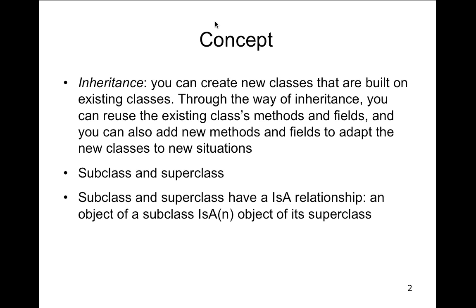So inheritance, by definition, means you can create new classes that are built on existing classes. This is your formal definition. Through using the extends keyword, you're reusing the existing methods and fields, the data members and the methods. And you can also add new methods and fields, as we've seen, that didn't exist, and adapt the new class to new situations. That's what inheritance is about.